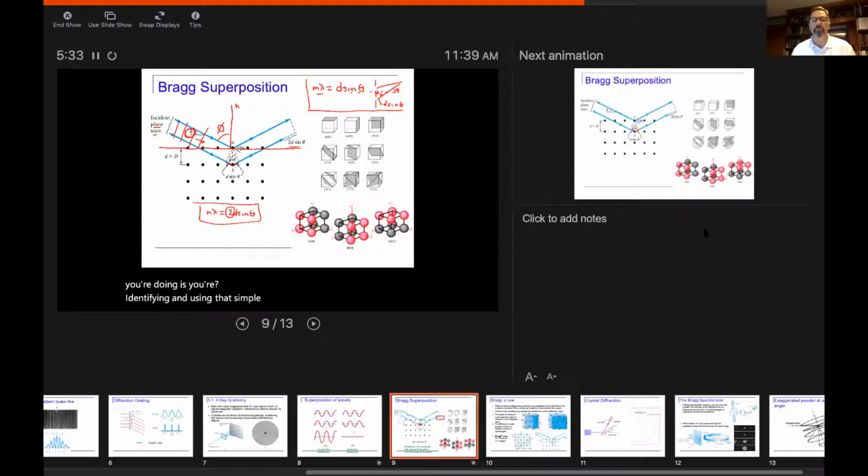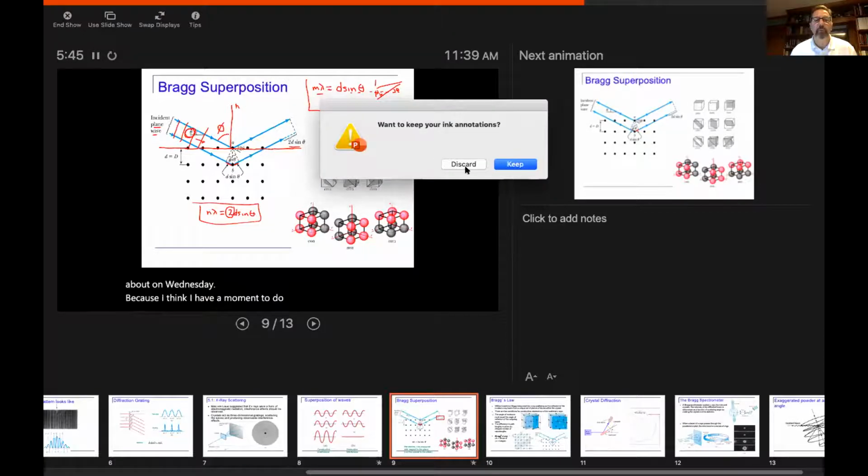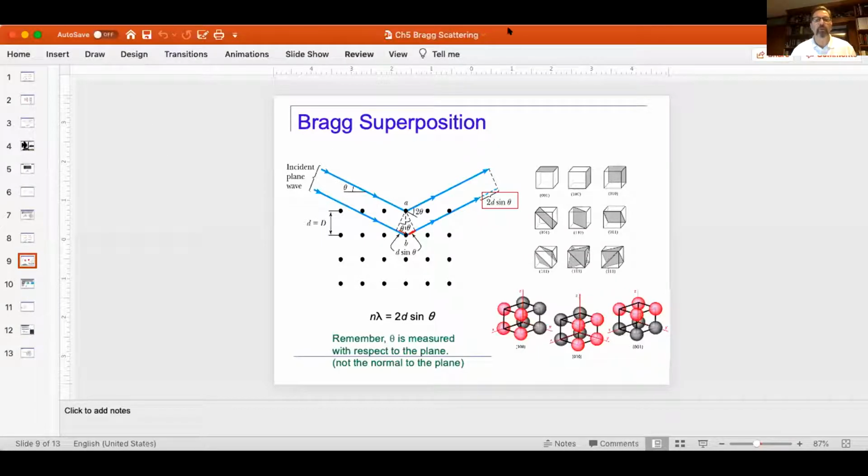Fairly straightforward problems. I do want to jump ahead to something we're going to talk about on Wednesday, because I think I have a moment to do so. So let me stop this. Discard my annotations here, and I'm going to stop sharing that PowerPoint. I'm hopefully going to go to the de Broglie PowerPoint and share that with you real briefly. We'll talk more about de Broglie and all these other folks. Is that the one I want? Yeah. Okay, we'll share that.